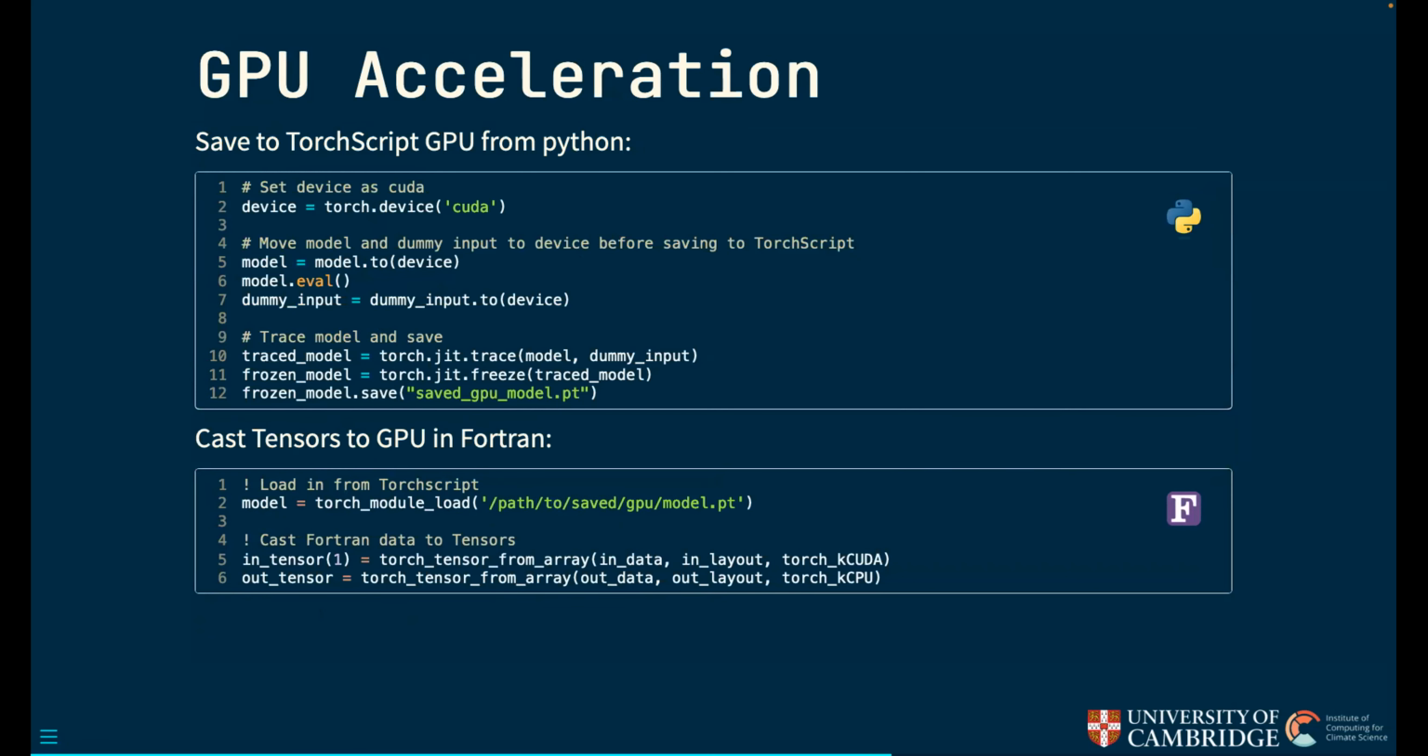And then for GPU acceleration, the only changes we need to make here are to save the model for GPU, which can be done by selecting the CUDA device and then casting the model and the data we use to trace to CUDA before we save it. And similarly in the Fortran, all we have to change is the device that we wish to cast our input tensor to when we set it up like this.